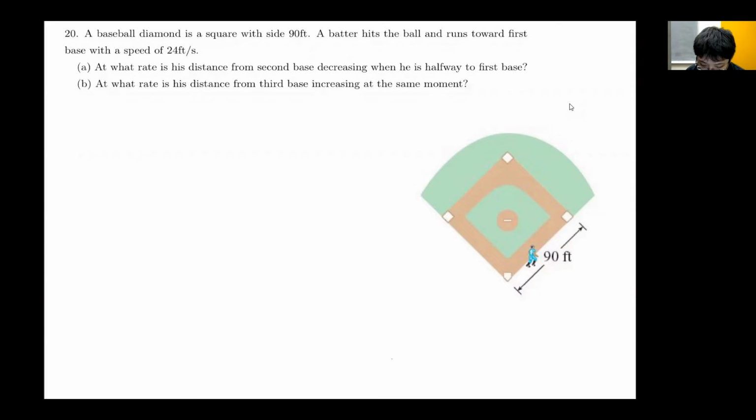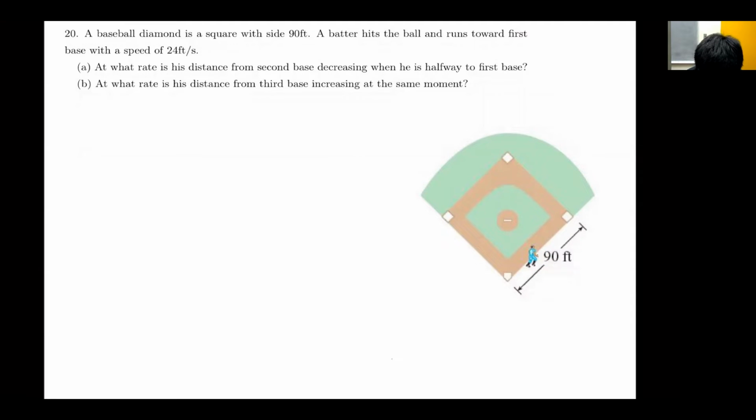Okay, so fortunately, the problem provided a picture. So this is the square of the baseball diamond. And then the batter hits the ball at this spot, then starts running to the first base. We are interested in the change of the distance from the batter to the second base and the change of the distance from the batter to the third base. So as you could see, as the runner moves forward, the distance to the second base is decreasing and the distance to the third base is increasing, as you could see from the picture over here. And we need to understand how fast such distances are changing.